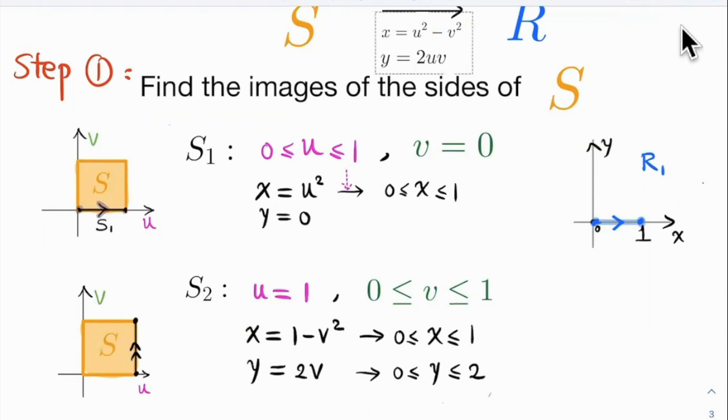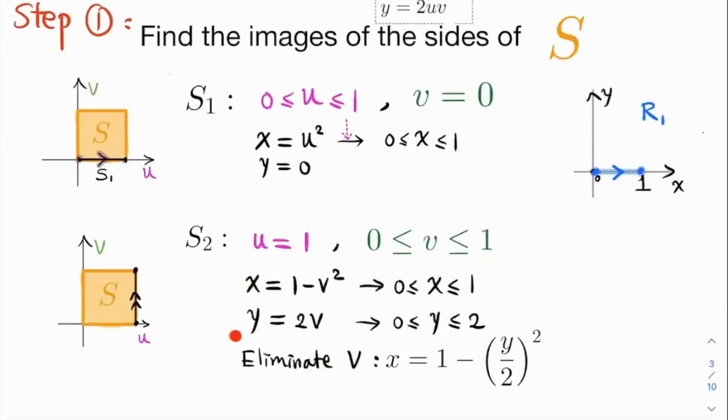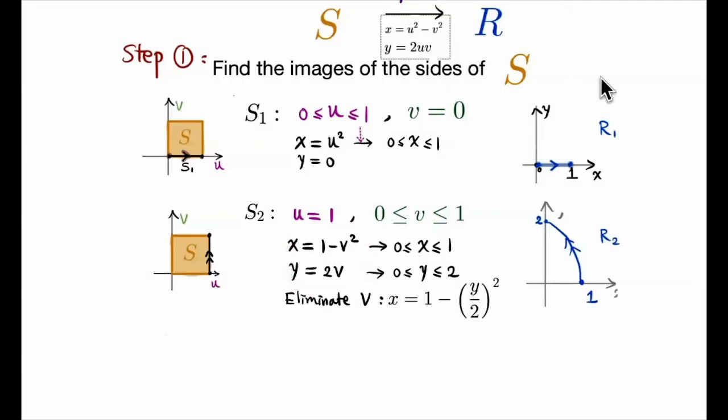Now, because v goes from 0 to 1, we know that x is greater than or equal to 0, less than or equal to 1, and y is greater than or equal to 0 and less than or equal to 2. Eliminating v in these two equations, we get an equation that relates x and y directly. The graph of this equation is part of a parabola. Let's call this R2. So S2 is being mapped to R2.